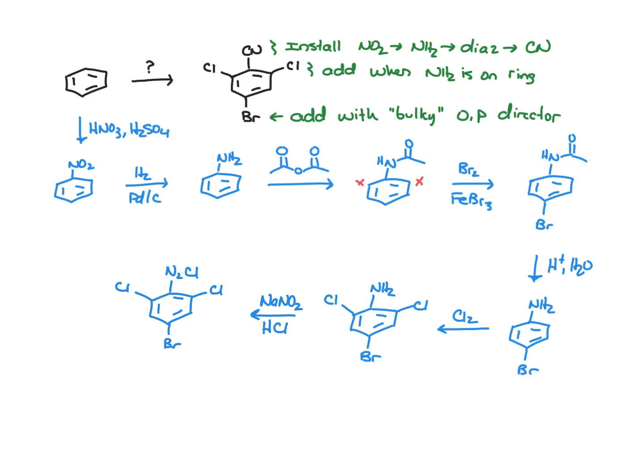So that reactive diazonium ion can be converted to the nitrile. And all we need for that is copper cyanide. And that turns that amine into the nitrile, and we have our final product.